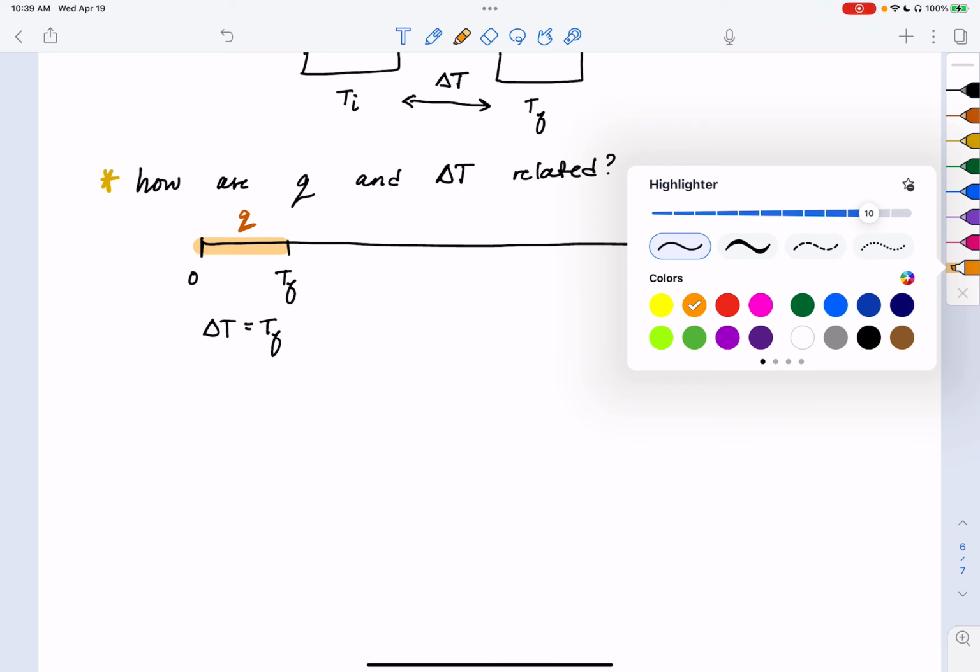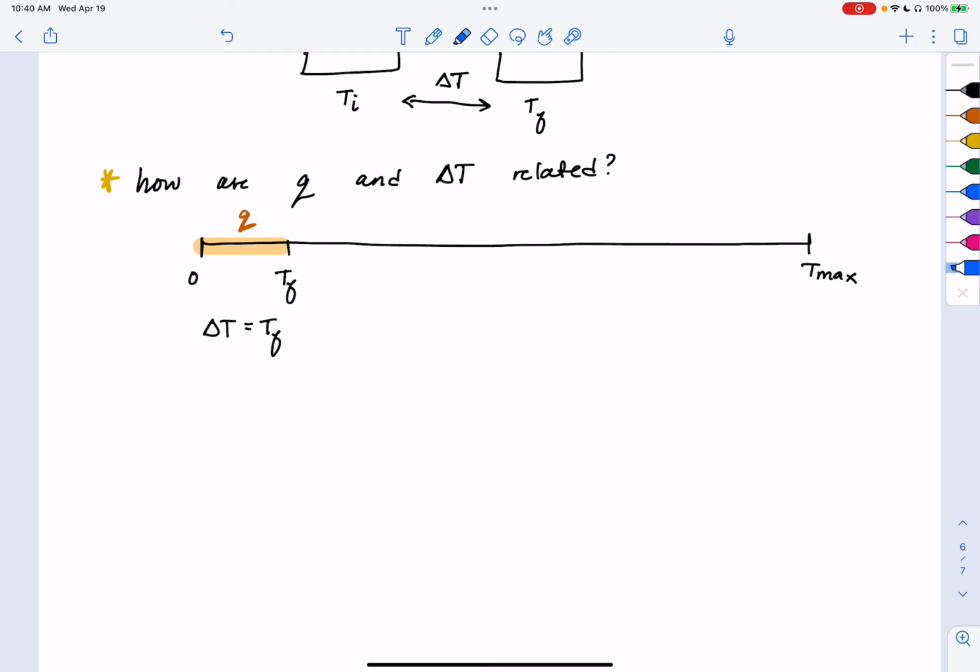All right, what if then I had a change from Tf all the way to Tmax? So this temperature change, delta T, would be Tmax minus what we called the final temperature of our first temperature change, this guy. And we know that there is going to be some Q associated with that temperature change.